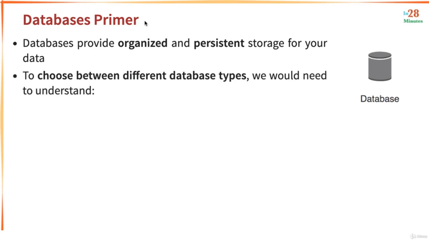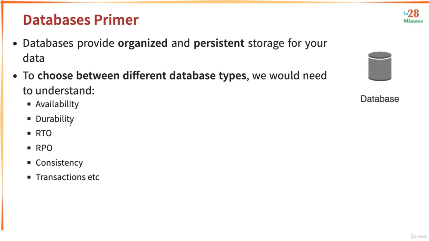Now, how do you choose between different database types? Choosing between different data types is an interesting problem. And to be able to do that, you need to understand a lot of things. You need to understand what is availability, what is durability, what is RTO, what is RPO, recovery time objective, recovery point objective. Why do businesses worry about RTO and RPO a lot? What is consistency? And how does it depend on availability and durability? And what are the transactional needs from your databases?